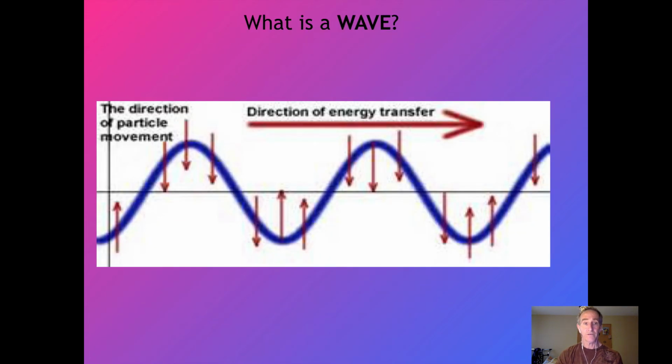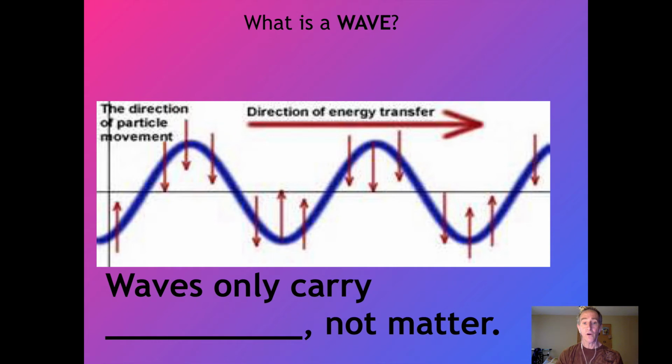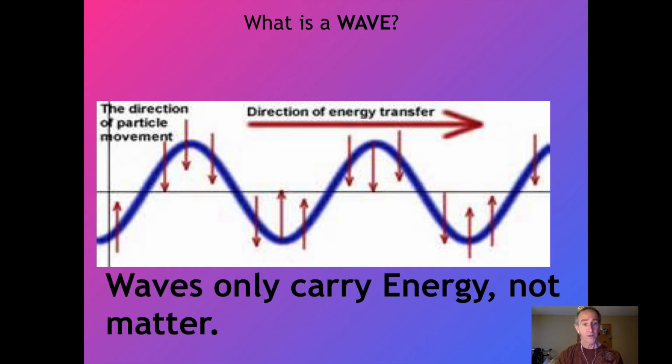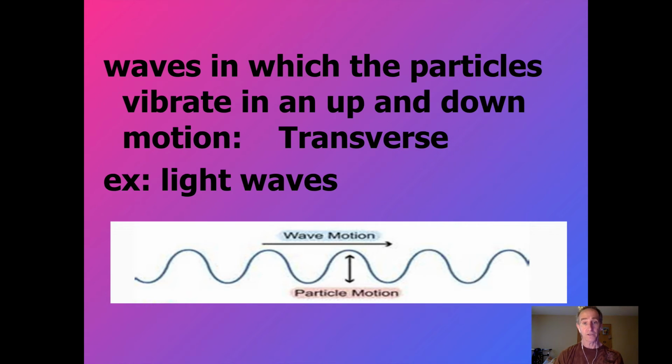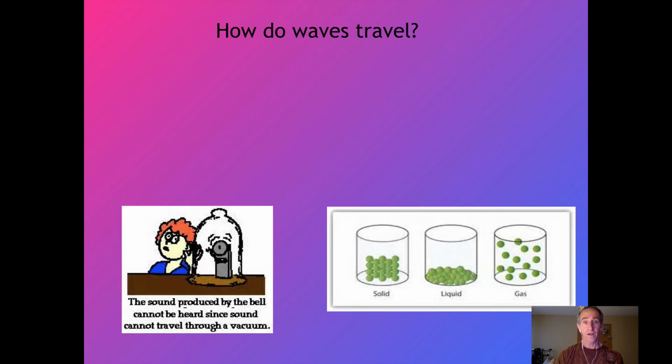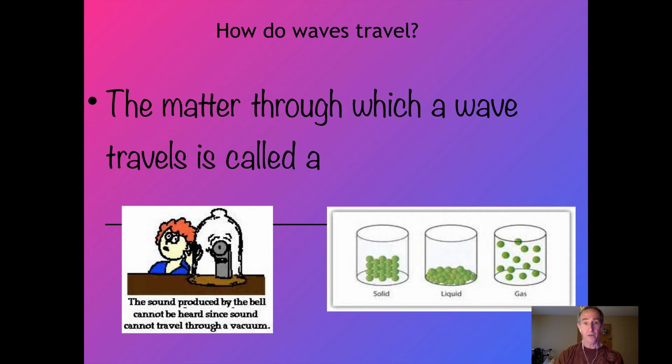What is a wave? Waves only carry blank, not matter. Waves only carry energy, not matter. Waves in which the particles vibrate in an up and down motion, example, light waves. They are transverse. How do waves travel? The matter through which a wave travels is called a blank. It's called a medium.